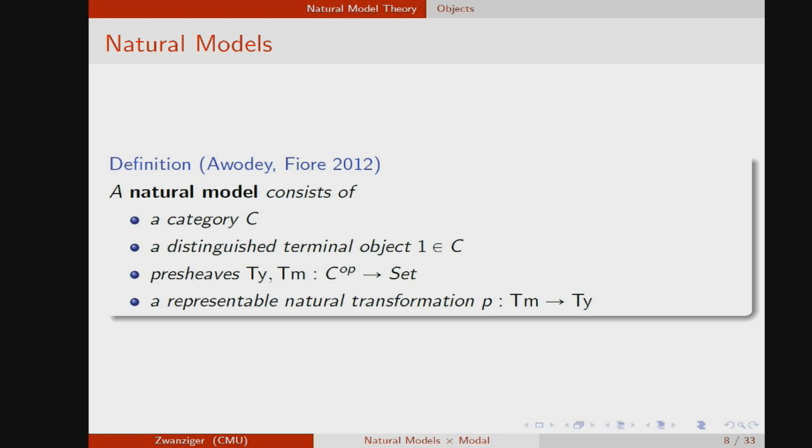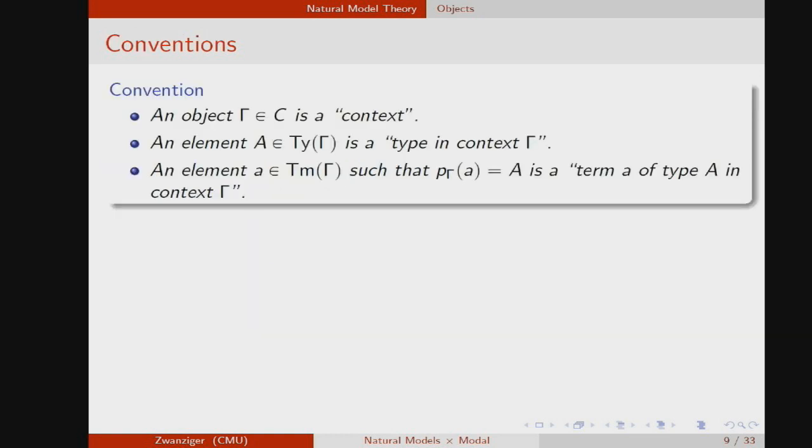More on that in a moment. That's really doing a lot of work there, but I just wanted to introduce a little bit of vocabulary first. So an object of this category C in a natural model we can refer to as a context. Of course, we're working semantically, so it need not literally be a context, but it's just a way of talking about it.